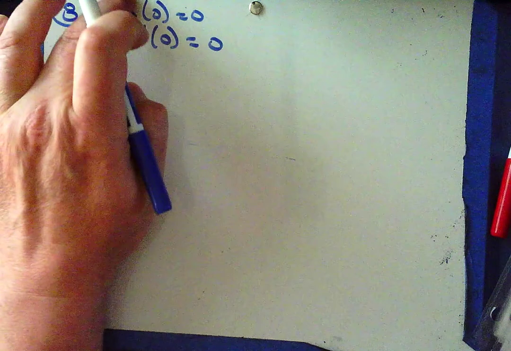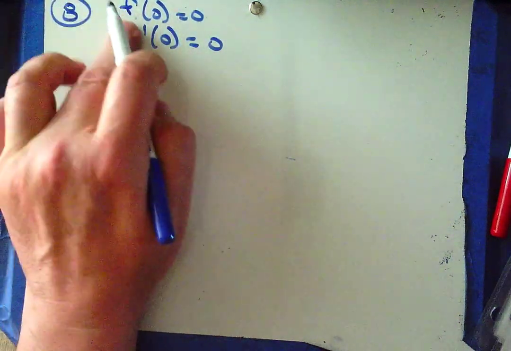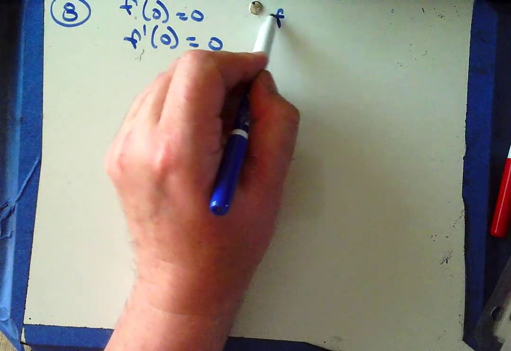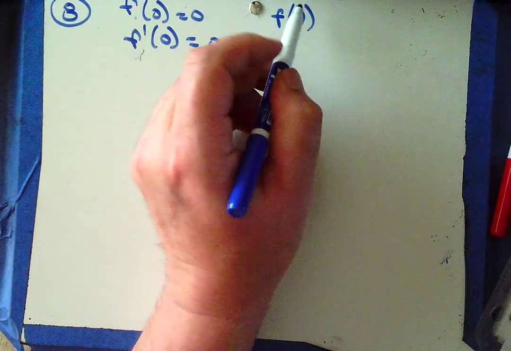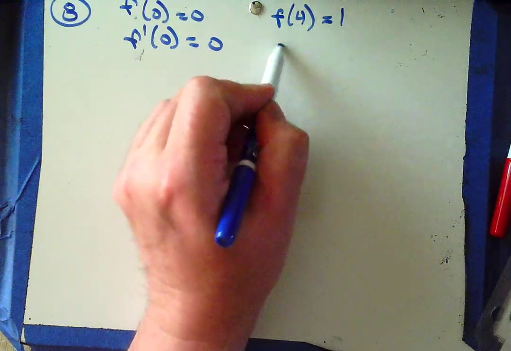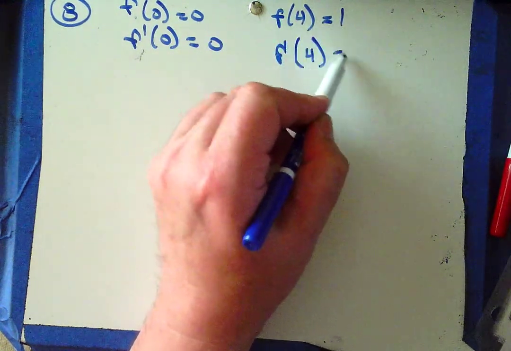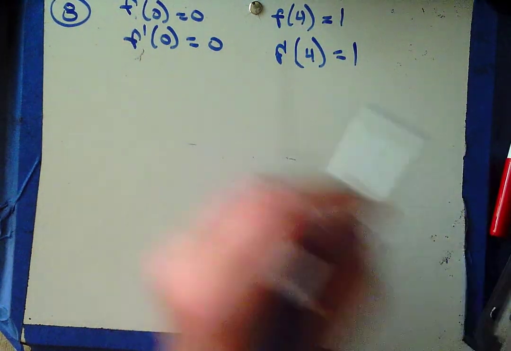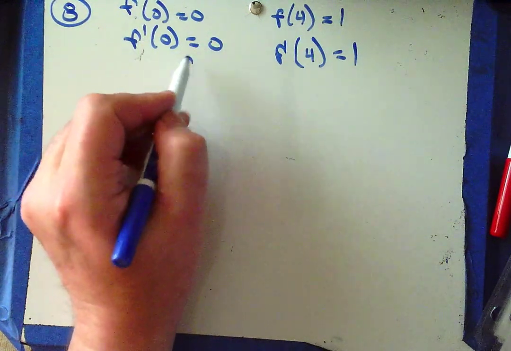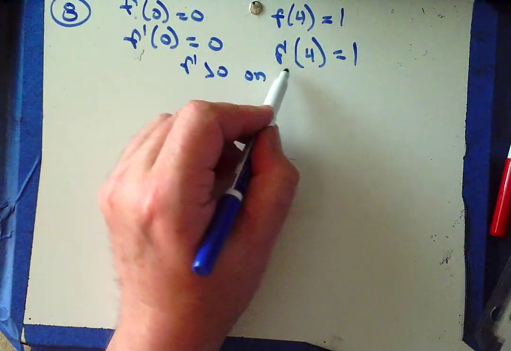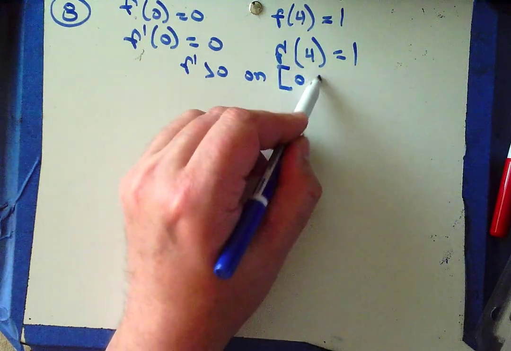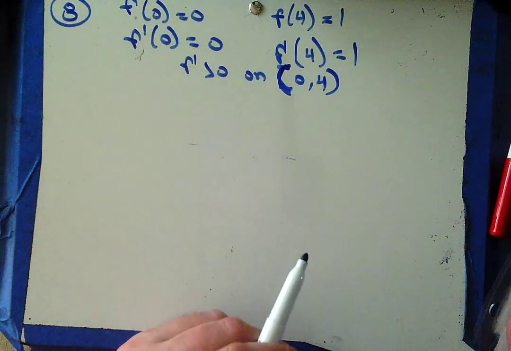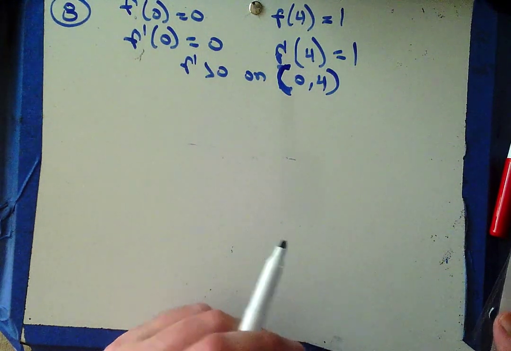Okay, oh, this is the function. Okay, f prime of 0 equals 0. And then they tell me that at x equals 4, the value of the function is 1, and the slope at 4 equals 1. And then between 0 and 4, f is increasing, so f prime greater than 0 on 0 to 4. Actually, they said between, not including. So this is all my given information as I go to look at answering these questions.